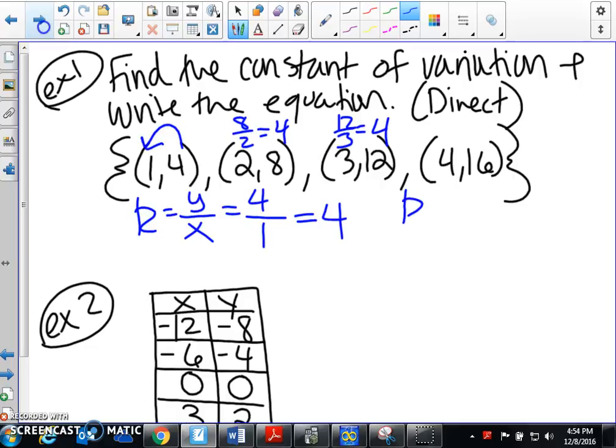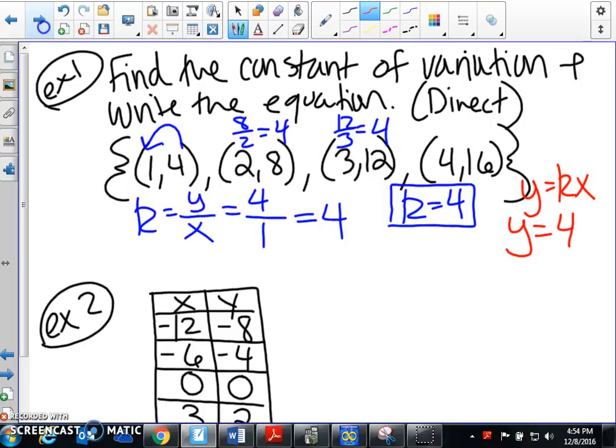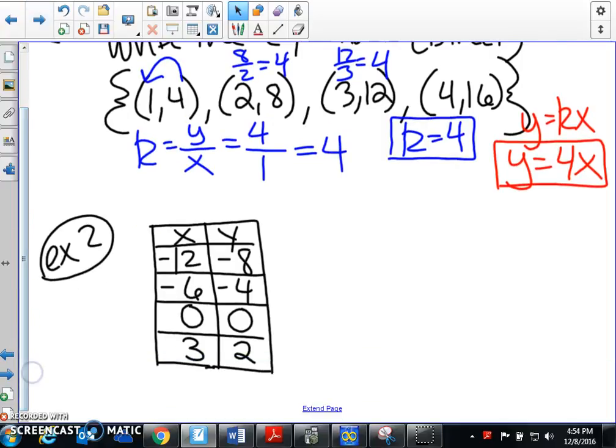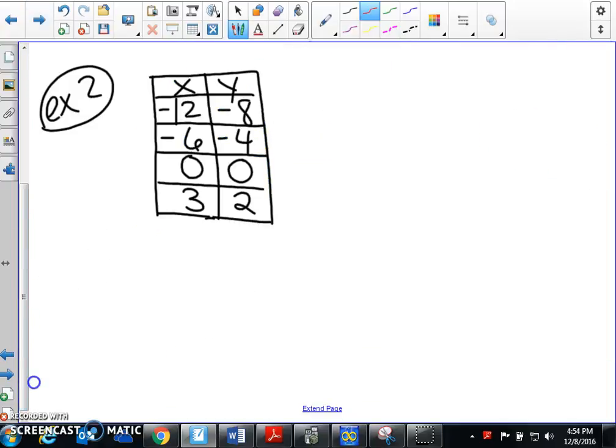So that's our constant of variation. So I would write k equals 4. Then it also says to write the equation that goes with that. So our direct variation equation is y equals kx. I just plug in 4. So y equals 4x. That's my equation. We can do the exact same thing from a table, because these are just a fancier way of seeing a bunch of points. So for constant of variation, it's y over x.